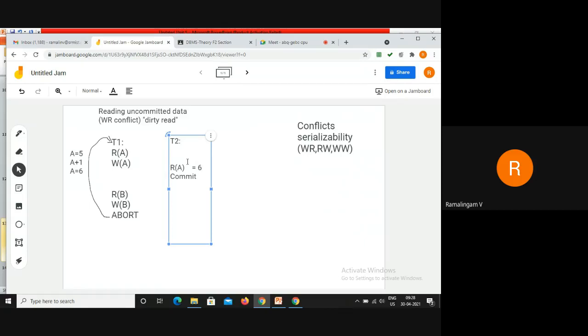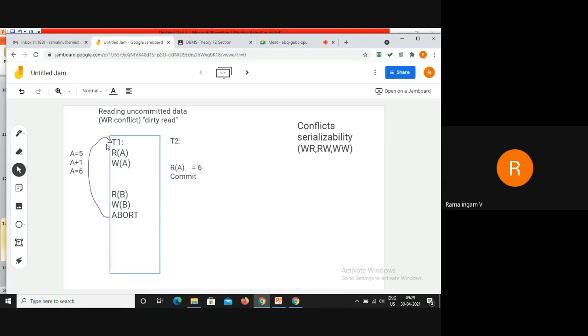Now we complete the task here, so we can commit. But T1 has not completed its transaction. Again, we are reading account B and writing B. We do some task in between the read and write. After that, some failure occurs. We can abort the transaction. Abort in the sense that either we can restart the transaction or we can kill the transaction.